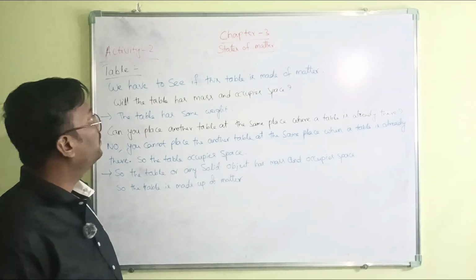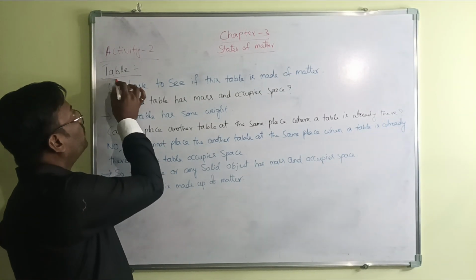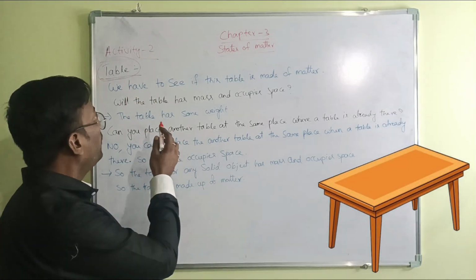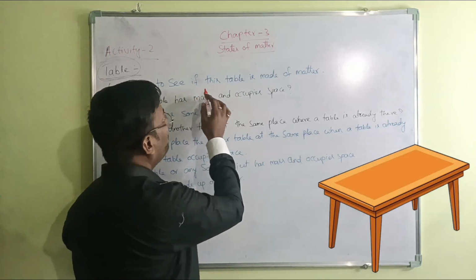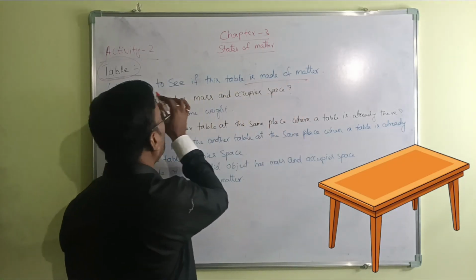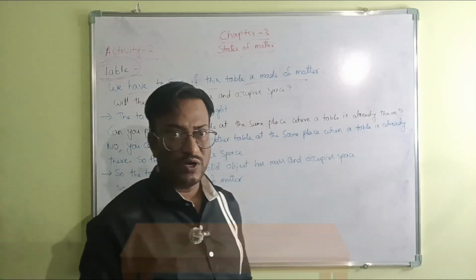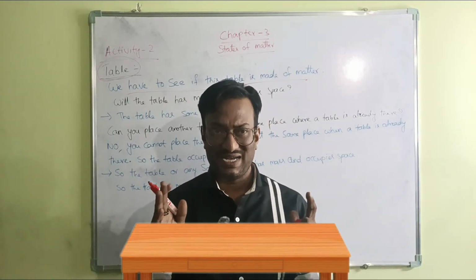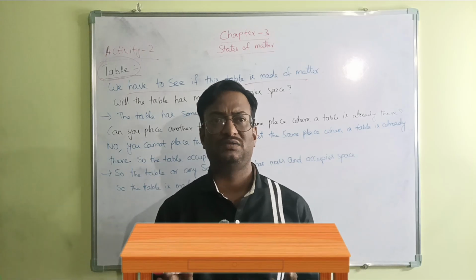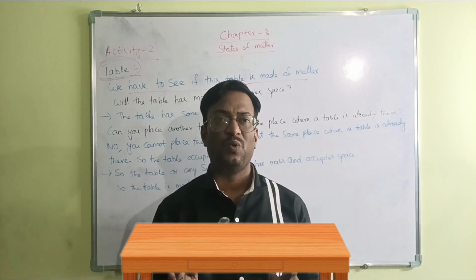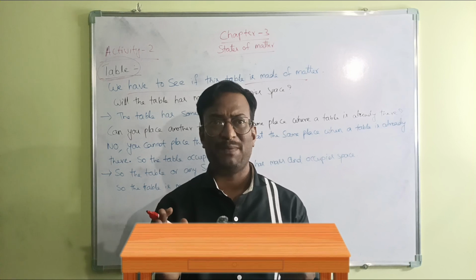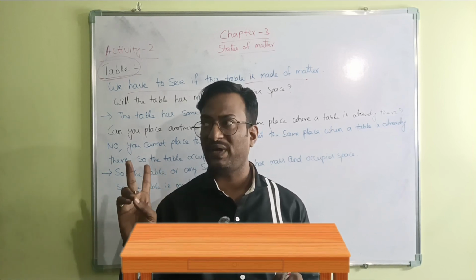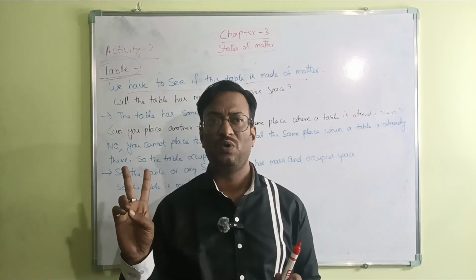Activity 2. In activity 2 we have chosen a table. Suppose we have to see if this table is made of matter or not. We are going to consider a table. Is the table made of matter or not? In order to prove the table is made up of matter, we should prove two things. What are those? The table should occupy space and the table should have mass.